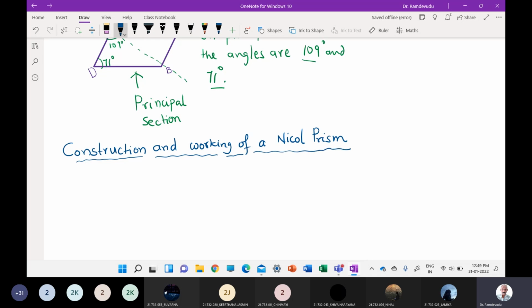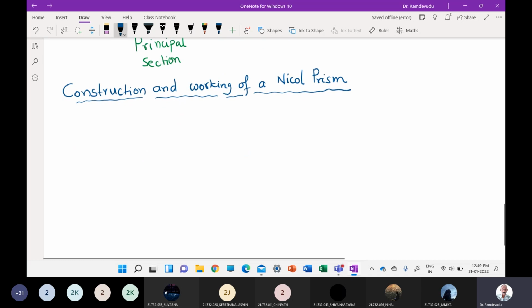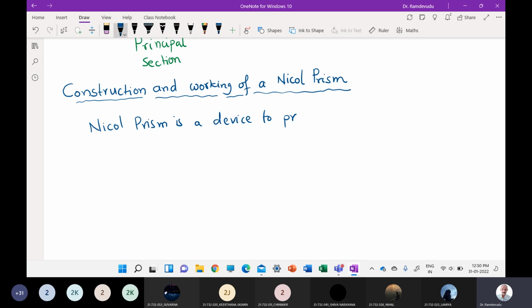Not only that, the construction of a Nicol prism is very useful to produce and analyze polarized light. So this is a device which produces polarized light. We call it a Nicol prism, a device to produce polarized light from, of course, an unpolarized light. But the advantage of this is that the Nicol prism can be used as a polarizer, and the same thing can be used as an analyzer also, which we have seen in the earlier classes.